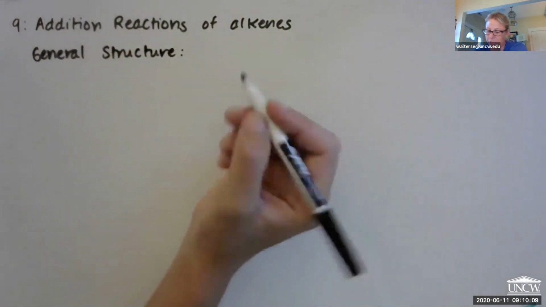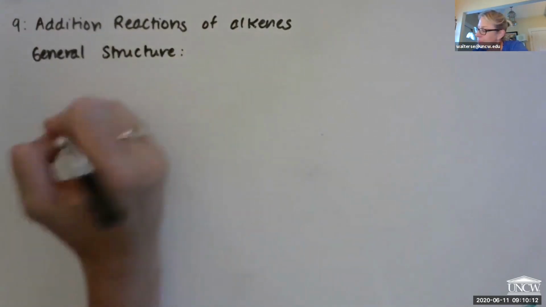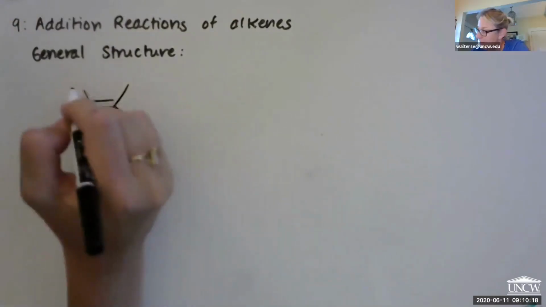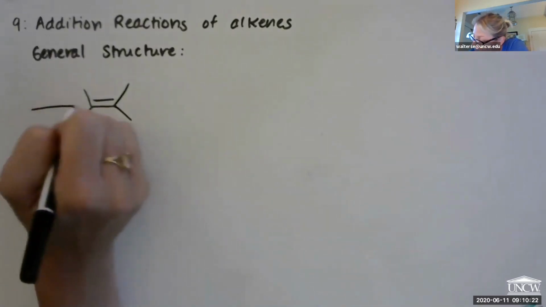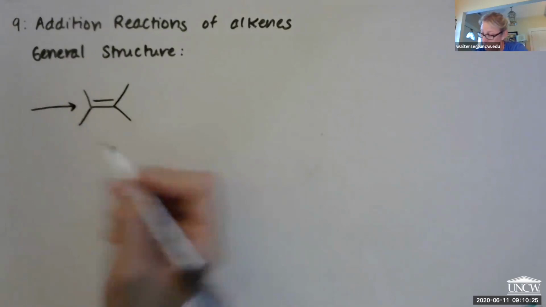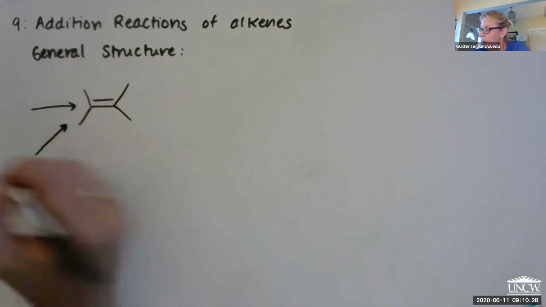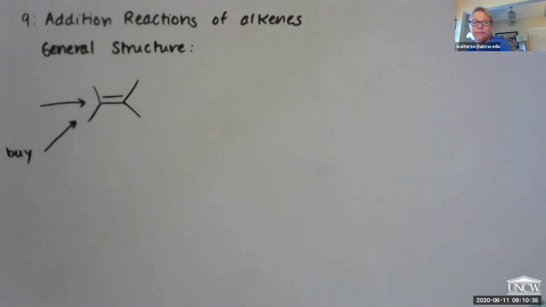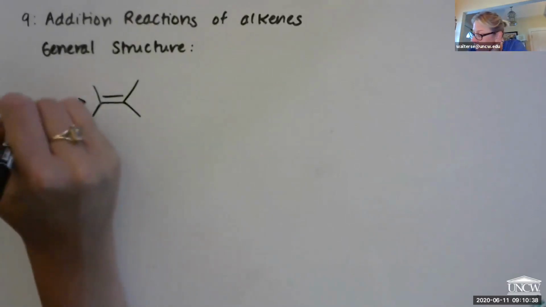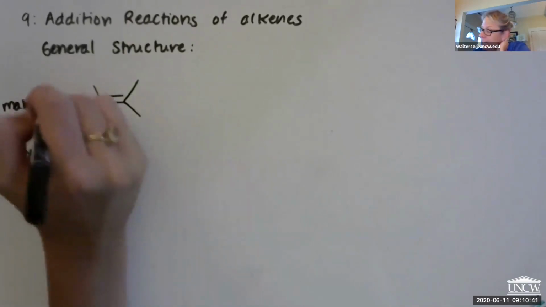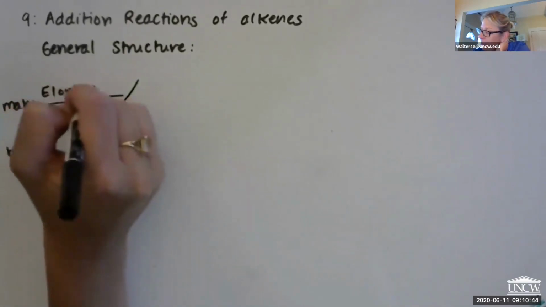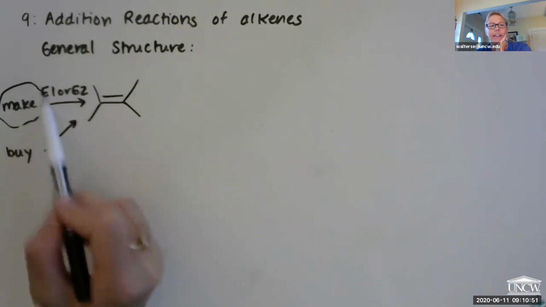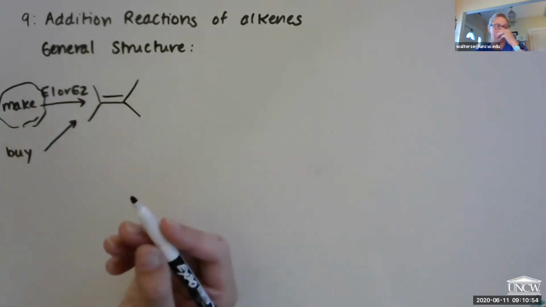And the general structure is that you have an alkene substrate. It doesn't matter right now what these groups are. But you also have to remember that you have two options essentially for getting to this point. If your reagent is commercially available, you could buy it. If it's not, you'd have to make it. And you would make your alkene by an E1 or E2 mechanism. Okay, so you have to remember, you can get to this point. This would be the point of the class. Can you make it? Not can you buy it? Okay.